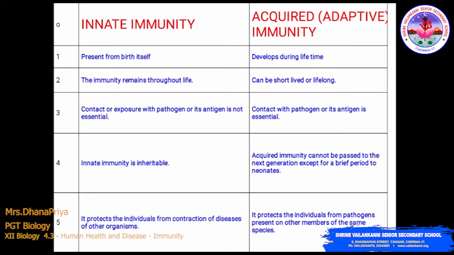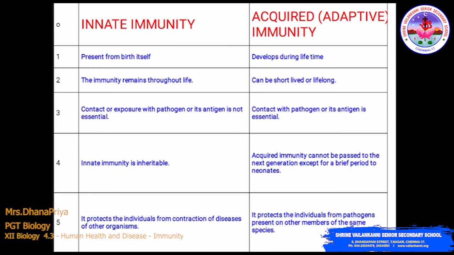Acquired immunity is like when you get vaccinations. In innate immunity, contact or exposure with a pathogen or its antigen is not essential. In acquired immunity, contact with the pathogen or its antigen is essential. Innate immunity is inheritable, and acquired immunity cannot be passed to the next generation except for a brief period to neonates. Neo means child.